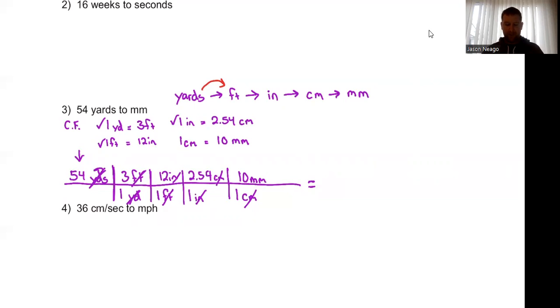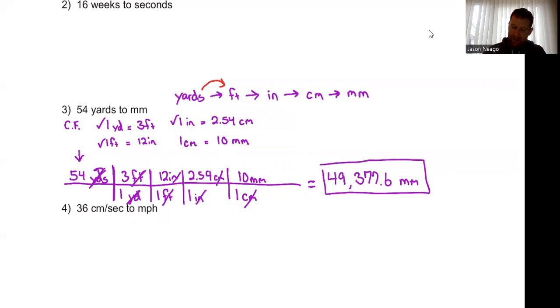So in this case, I would take 54, and I'm typing it into my calculator right now. So 54 times 3. I don't have to divide by 1. Times 12, times 2.54, times 10. I get an answer of 49,377.6, and the unit is important: millimeters. So if I have 54 yards, I'd have 49,377.6 millimeters.